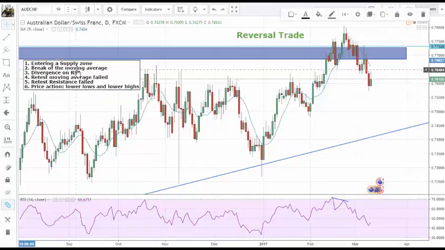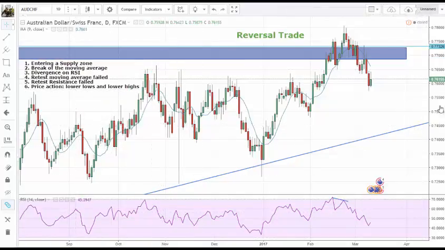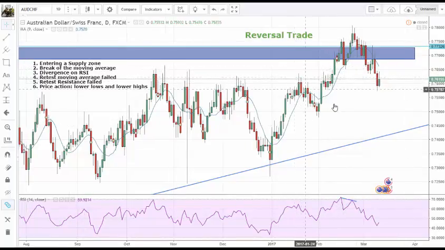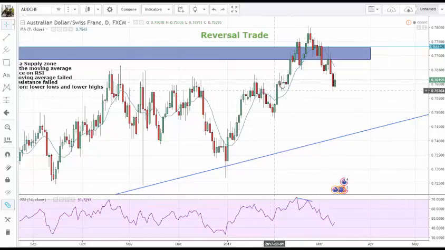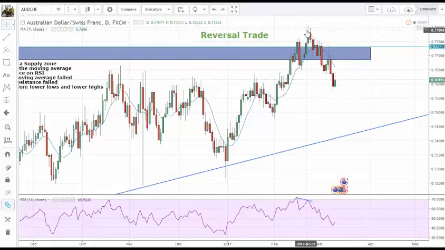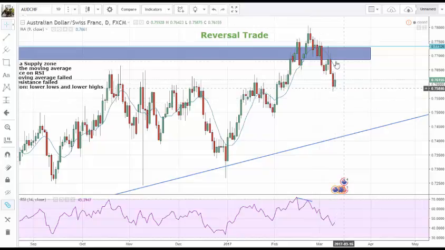So, 6 clues. What do I mean by lower lows, lower highs? This was a high, price moved again. This to me is not really a higher high, but this is definitely a high. This is definitely a high, and then we started to see a shift in momentum. We saw the high didn't come back to this one, so this is the first lower high.